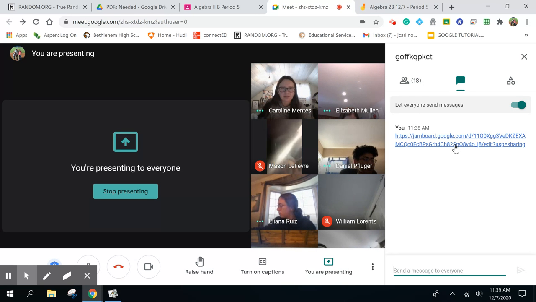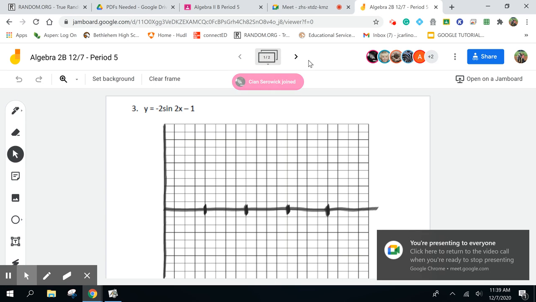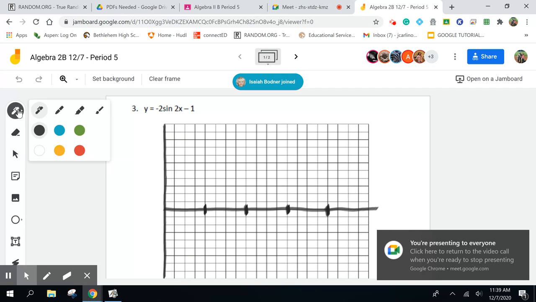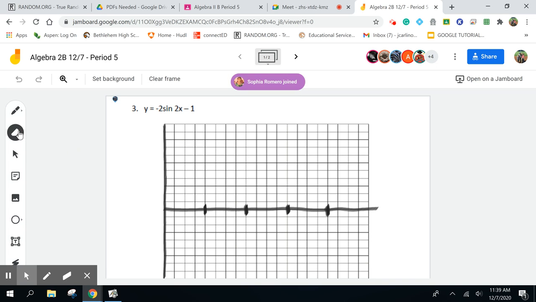So everyone in the chat, I put a link to the whiteboard we should all be at. Over on the left-hand side are the pens. You can choose what color you want. If you want a different thickness, you can choose the thickness. And right below that, if you make a mistake, is the eraser. That's really all you need.